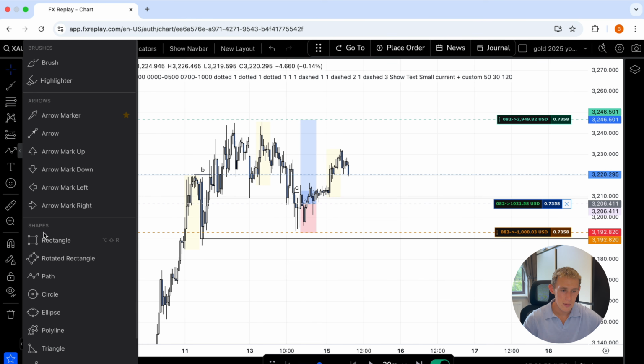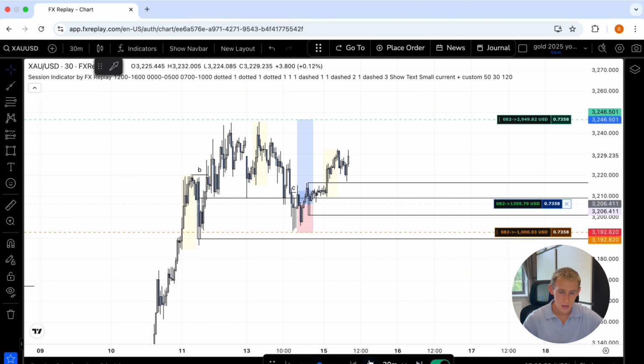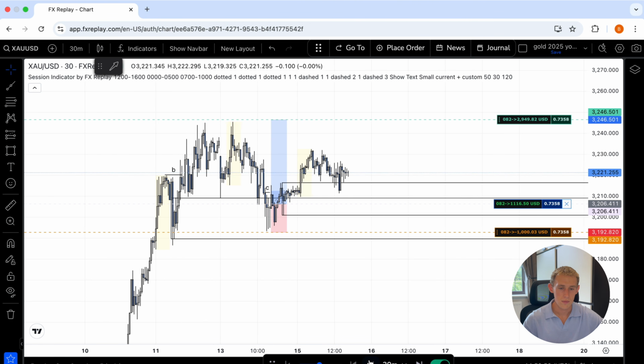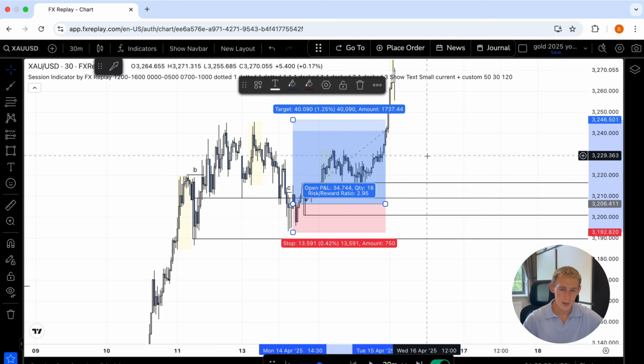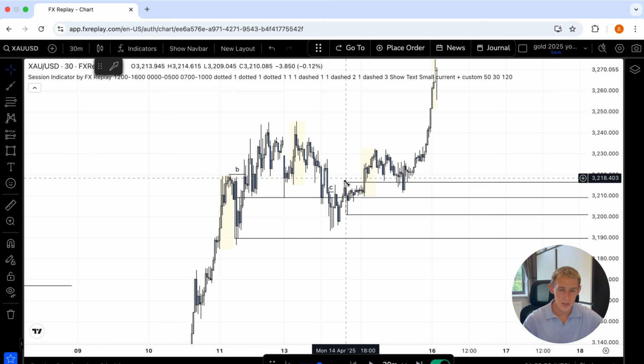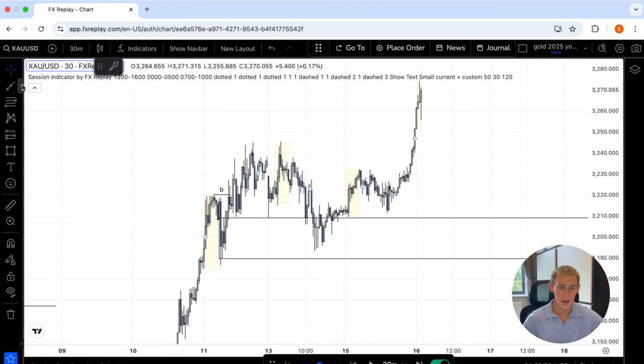If you missed the initial entry, you could probably enter on this zone. Yeah, there you go. So both of those played out. This area just stood out to me. Very clear consolidation area that price impulsed out of. So a very clear demand zone.